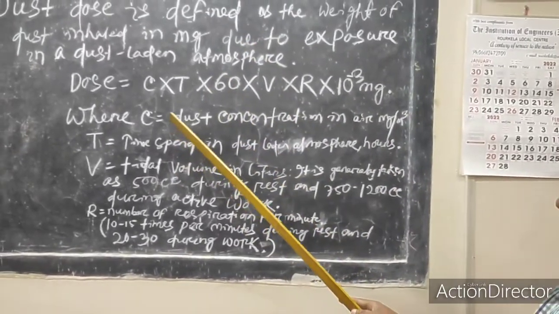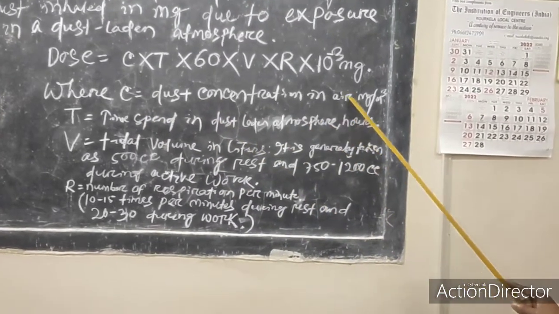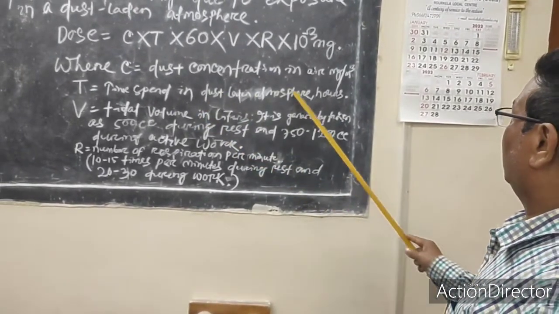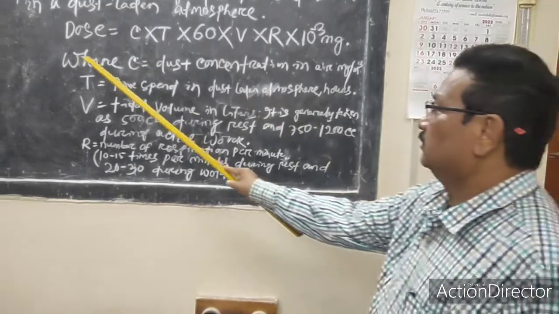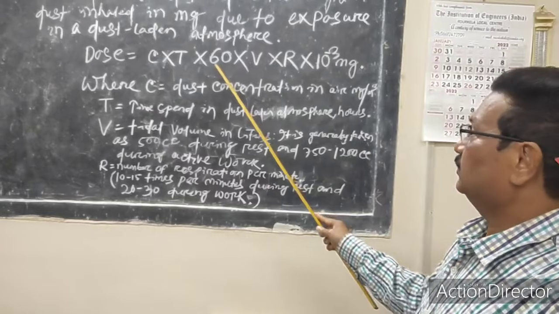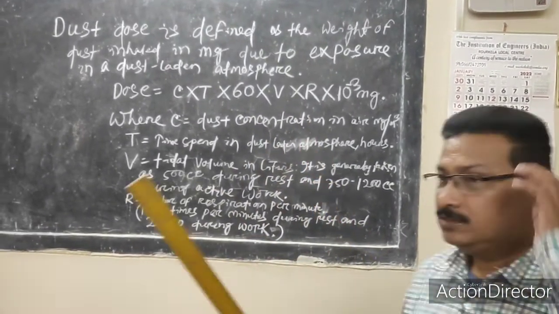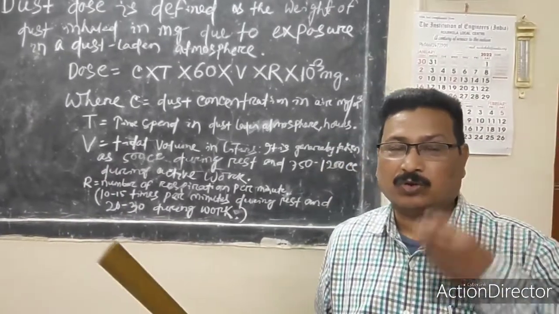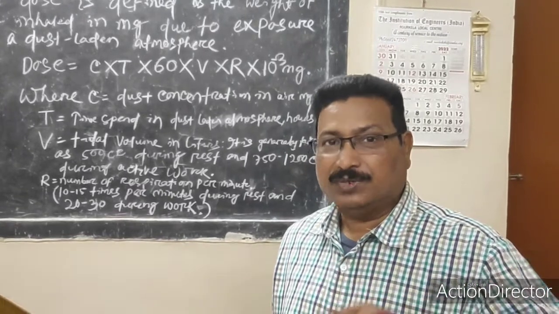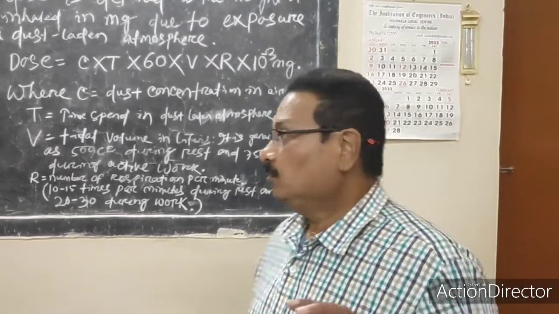But does, see, this C is the dust concentration in air in milligram per meter cube. Time spent in dust laden atmosphere in hours, T. Okay, so it is converted to minutes, so multiplied by 60. V is the tidal volume. What is tidal volume? The breathing cycle. What amount of air is going to your lungs and it is coming out of your lungs. That quantity is known as tidal volume.